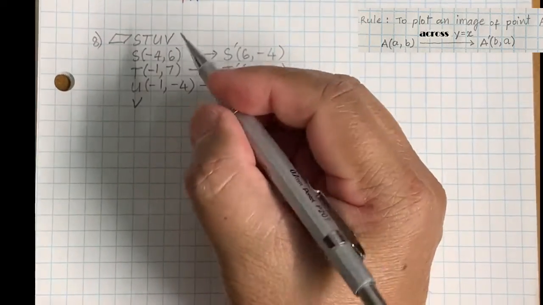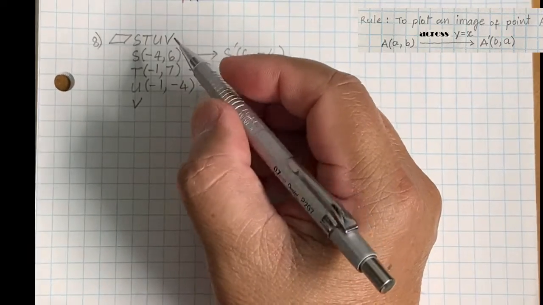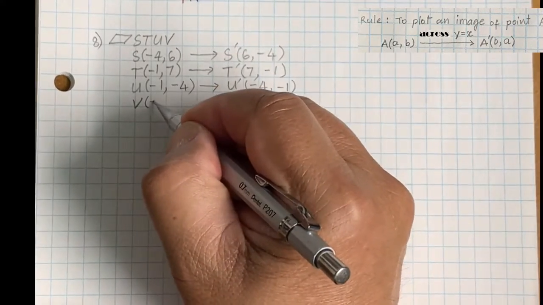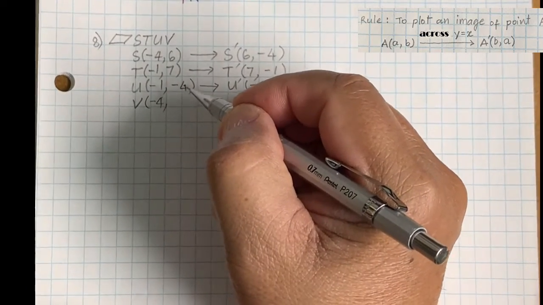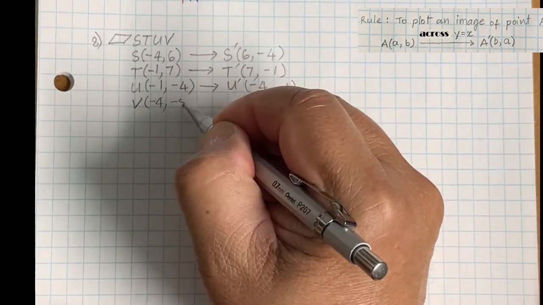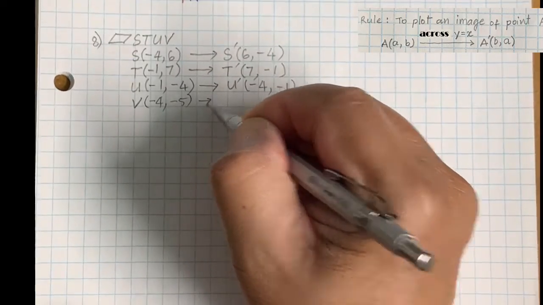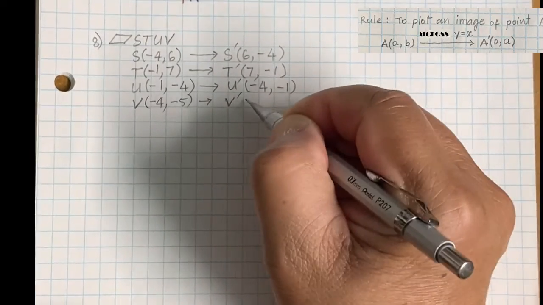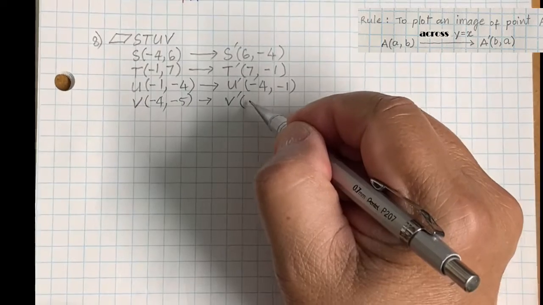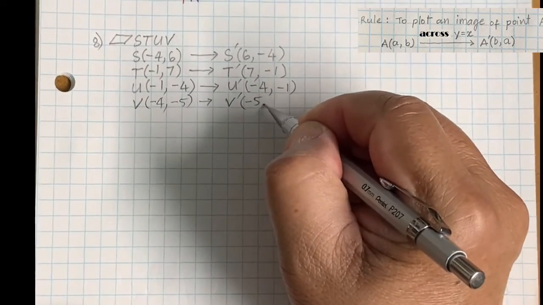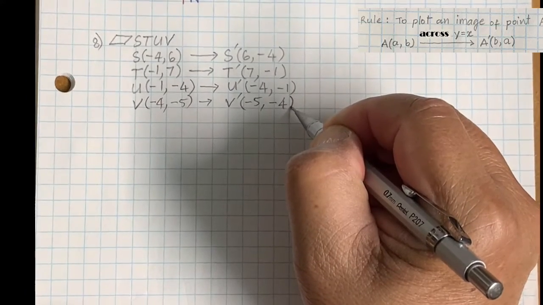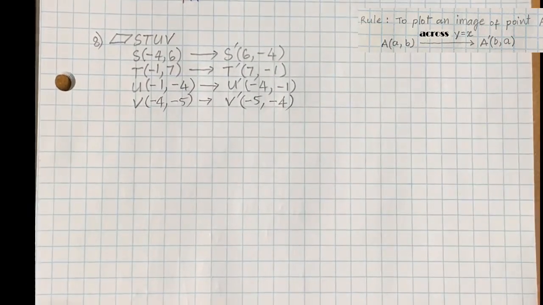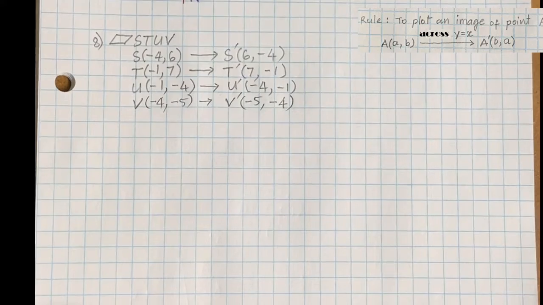V is negative 4, comma negative 5. Then the image V prime is negative 5, comma negative 4. Okay, so now we sketch the figure.